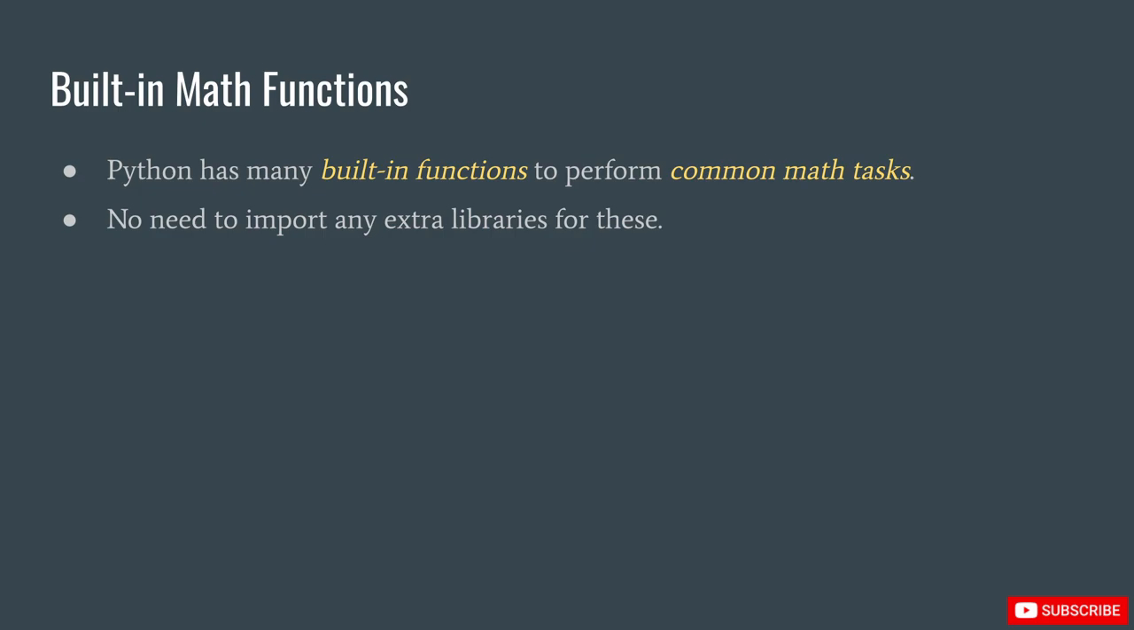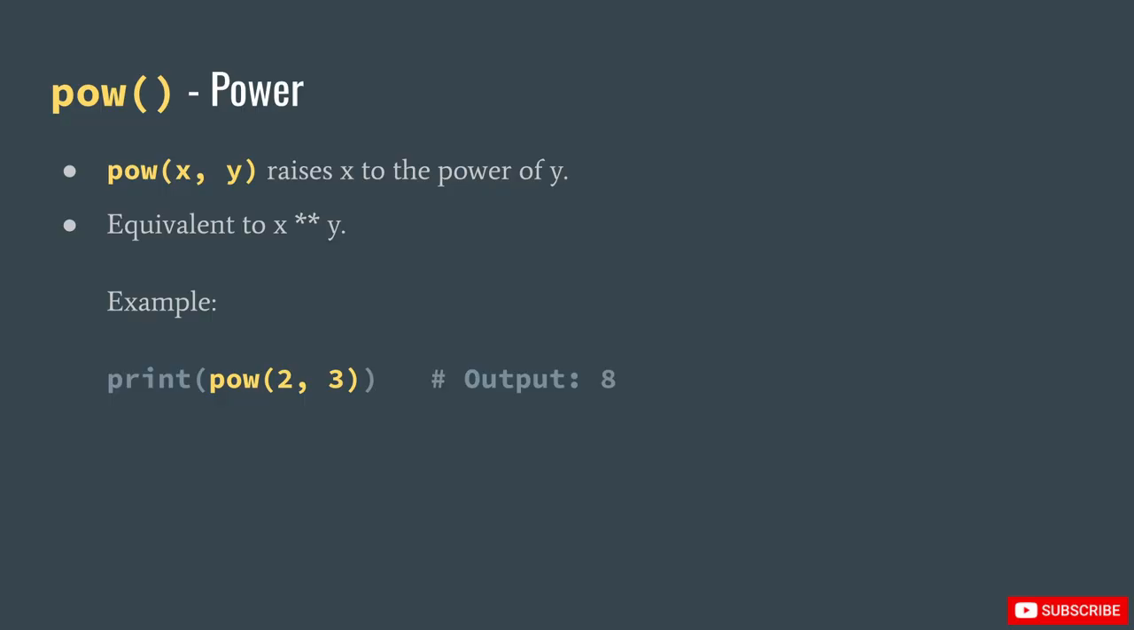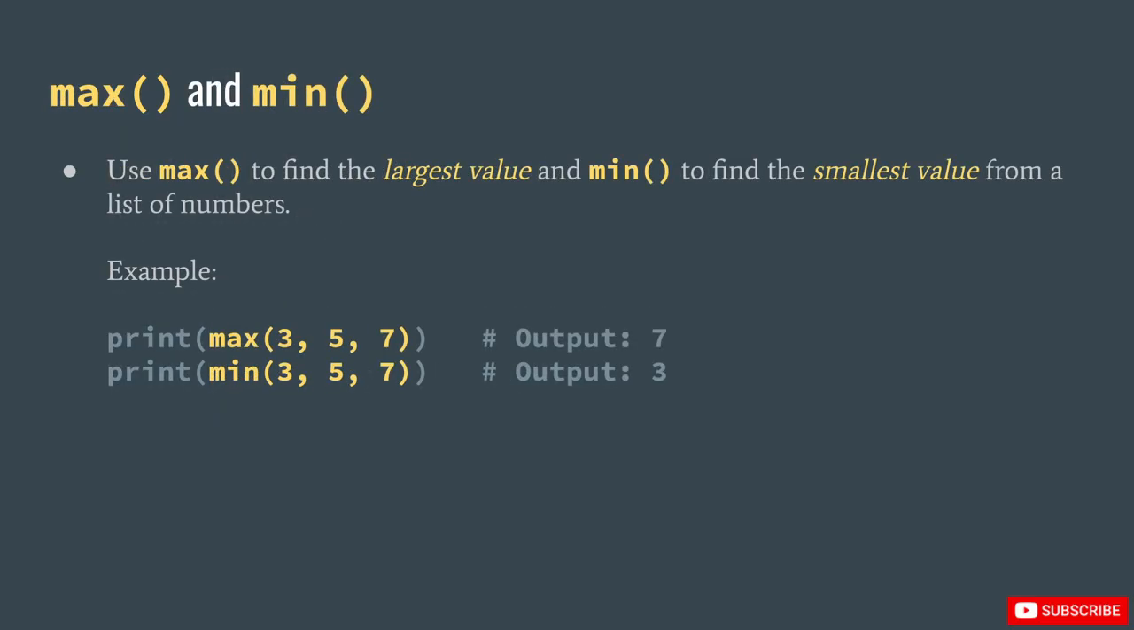Python comes with many built-in functions to handle common math tasks, so you don't need to import any extra libraries. The abs function is used to get the absolute value of a number. It removes any negative sign, so no matter what number you pass to it, you'll always get a positive result. The pow function raises a number x to the power of y. It's equivalent to using the exponentiation operator. The max function helps you find the largest value in a set of numbers, while min finds the smallest. These functions are useful when you need to quickly identify extremes in a group of values.